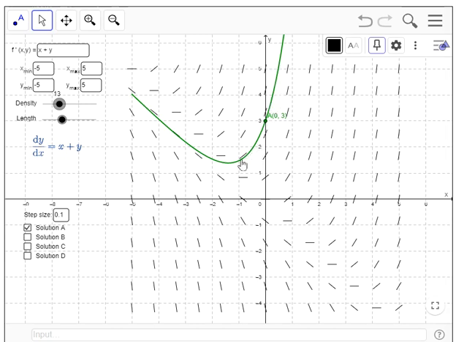If you go to the left, at some point the slope is 0. If the solution curve is 0, that's going to be where x equals negative y. Along that curve, you're going to go to 0, and then it looks like it's almost a straight line.